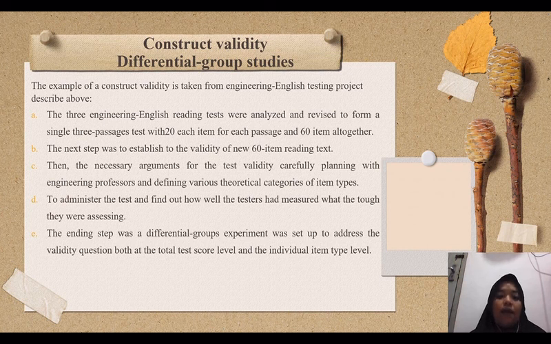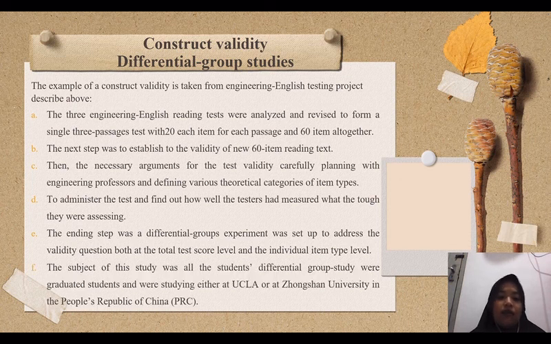This is an example of construct validity in differential group studies. The example is taken from the engineering English testing project described above. The three engineering English reading tests were analyzed and revised to form a single three-passage test with 20 items for each passage and 60 items altogether. The next step was to establish the validity of the new 60-item reading test.